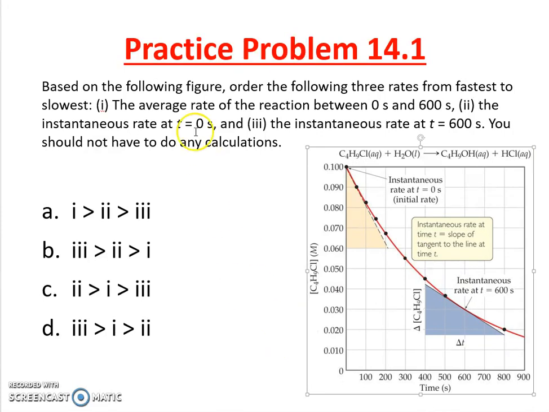Then we look at the average rate of the reaction between 0 and 600 seconds, and what we see is that the slope of that line is going to be greater than that at 600 seconds, but less than that at 0 seconds. And so our answer is going to be C.